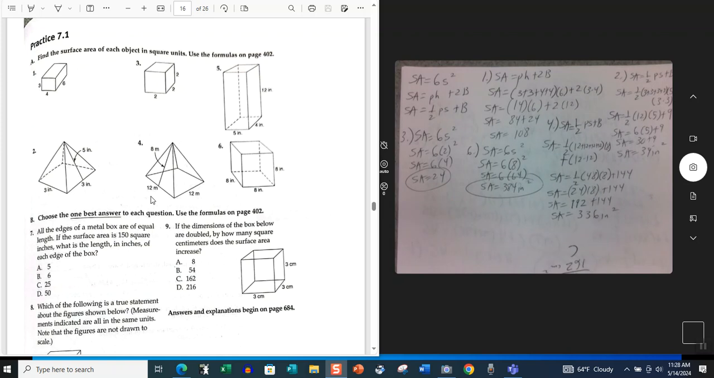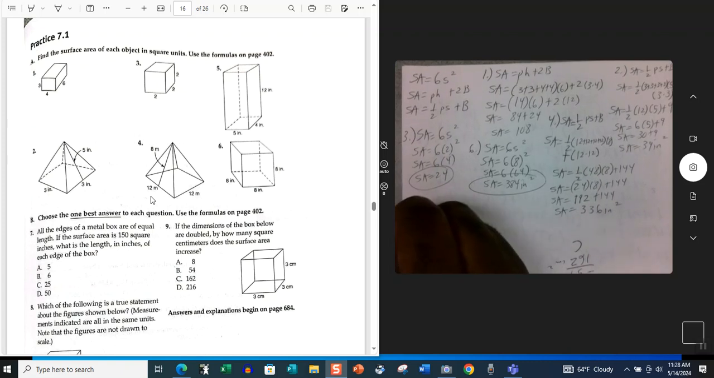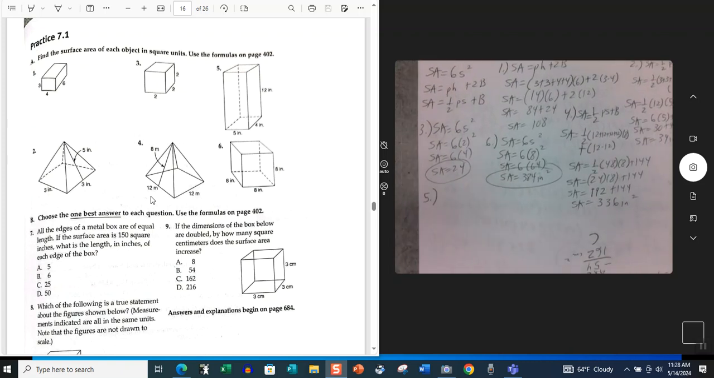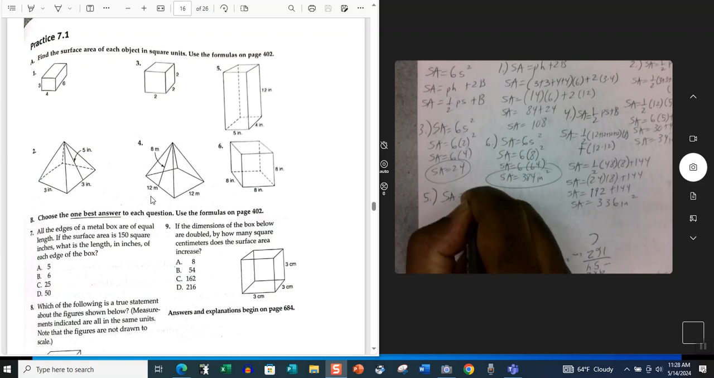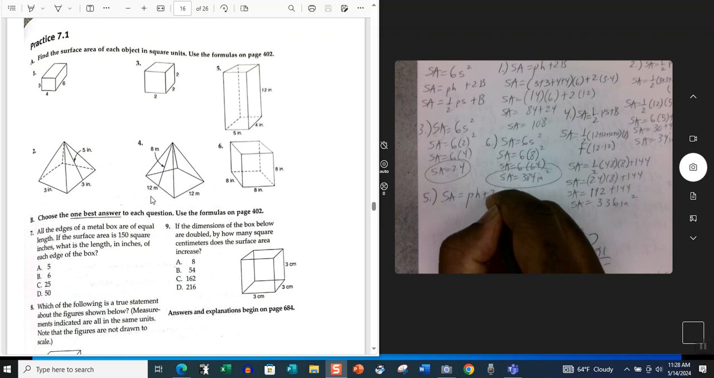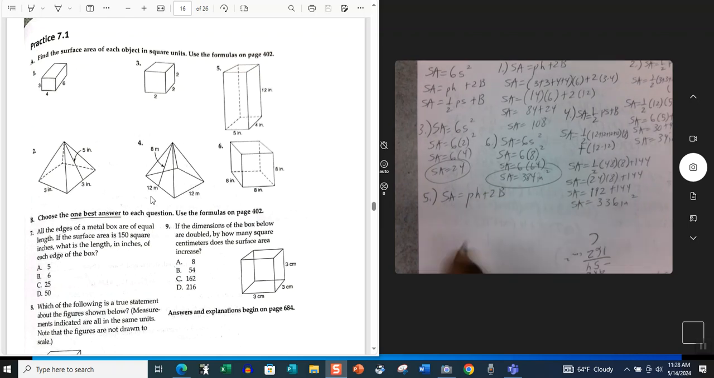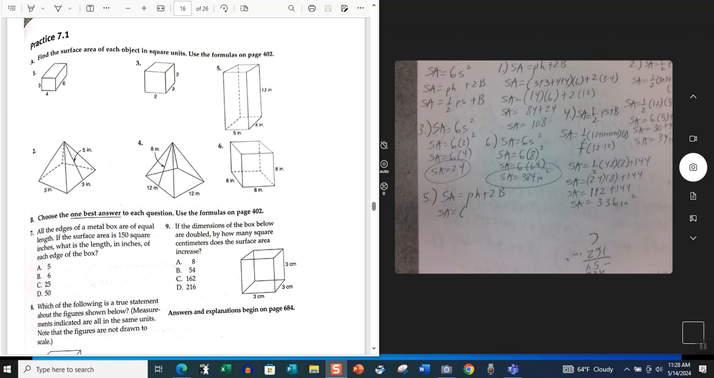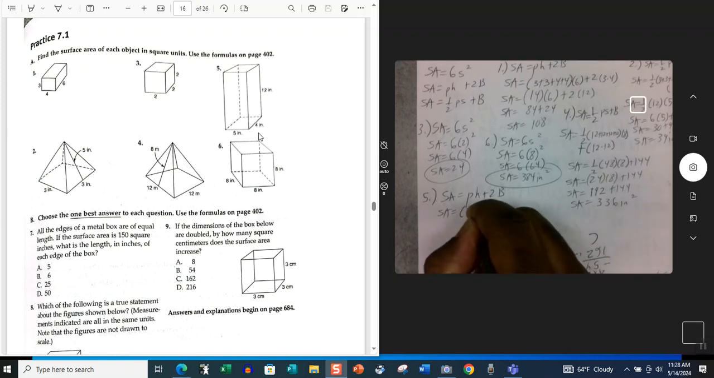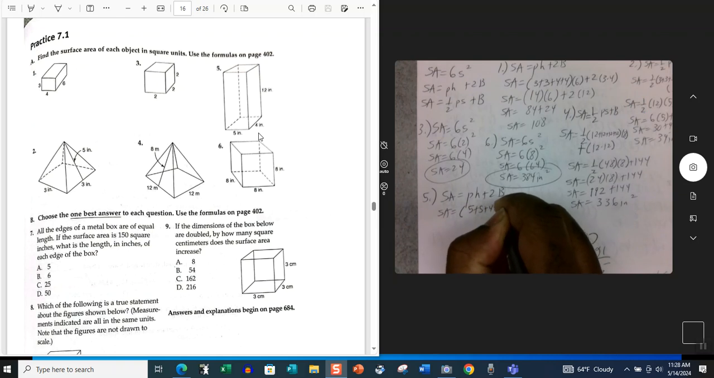Okay, now we need to do problem number 5. Problem number 5. We have here, this is a rectangular prism. So we have surface area is equal to the perimeter times the height plus 2 times the base. So the surface area is equal to the perimeter, which is the base here, which we have 5. We have 5 on both sides and 4 on both sides. So we have 5 plus 5 plus 4 plus 4.